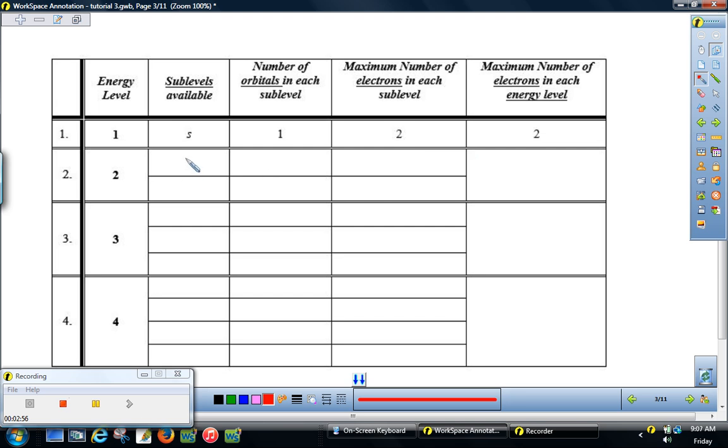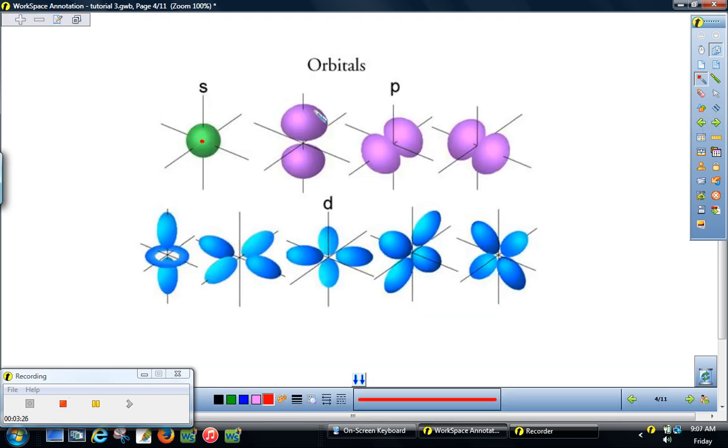The second energy level has S spherical shaped homes, and there's only one orbital of that type, and that orbital can hold 2 electrons. But the second energy level is bigger, and so it has 1, 2, 3 more orbitals. Each one of these models represents an orbital. What's different about these 3? Well, the P looks like a dumbbell.